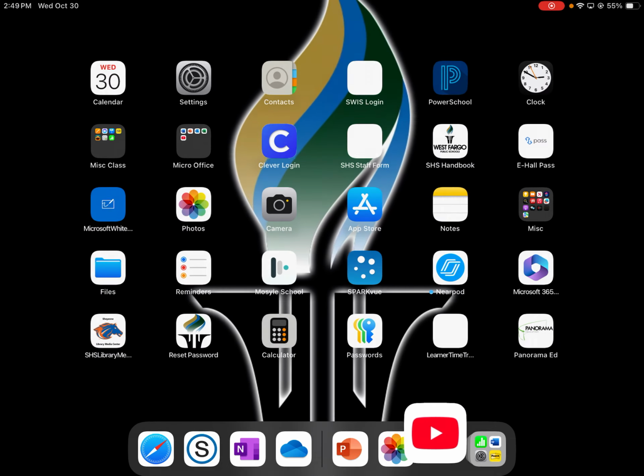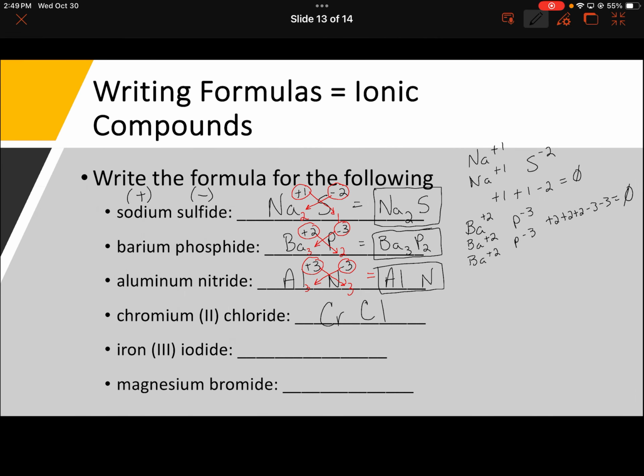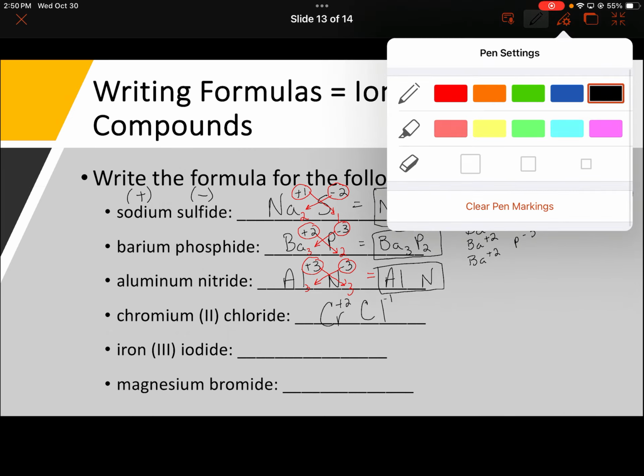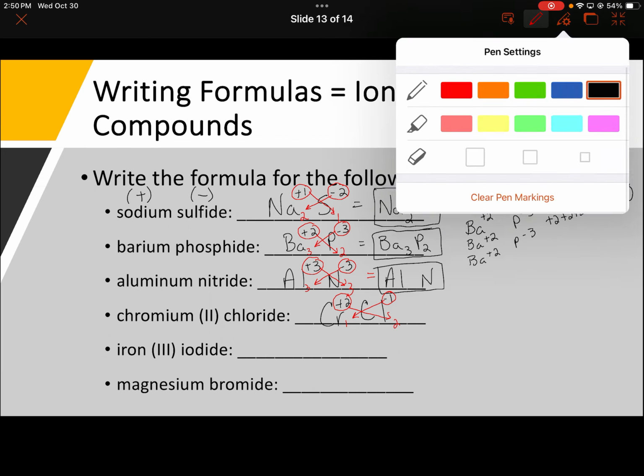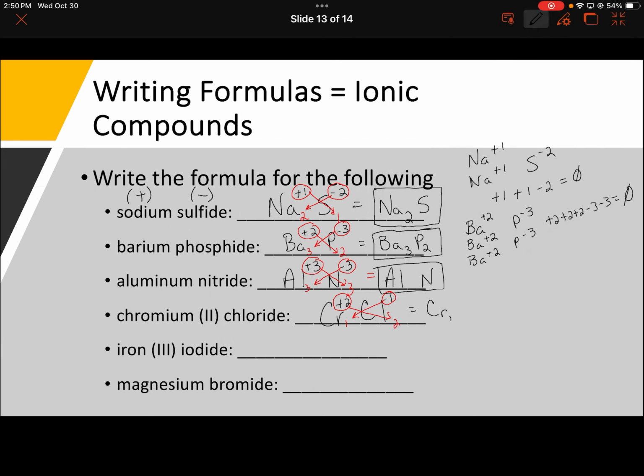And so now I'll come over here. There we go. +2, -1. I'll do my crisscross. But remember, we don't ever write the 1, so I'll get rid of that 1. And there's my formula. Same thing, pause the video, finish iron iodide and magnesium bromide, and then we'll take a look at those.